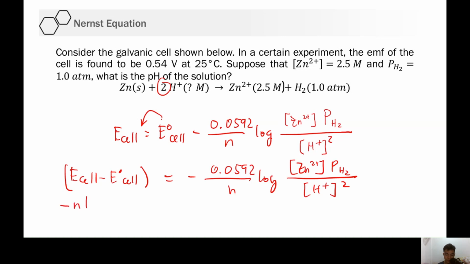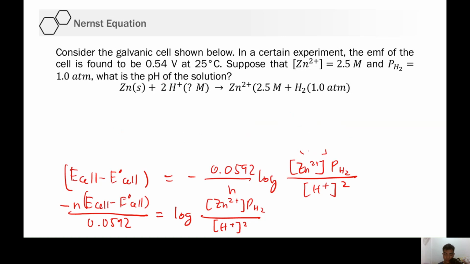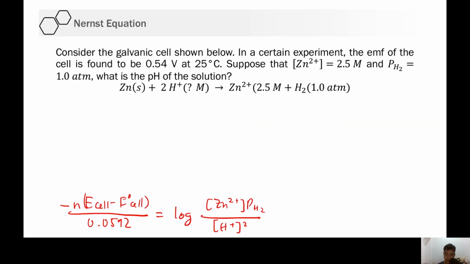We will get negative n times E cell minus E naught cell over 0.0592 equals log of zinc 2 plus, pressure H2, H plus squared. What I'm doing is deriving an equation in terms of H plus, so I'm going to get H plus out of the log function. How do you do that? By doing the anti-log, so we make the equations an exponent of base 10.